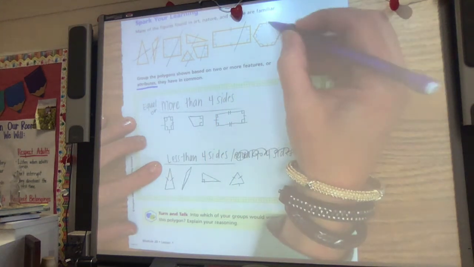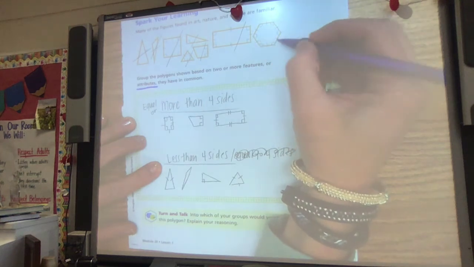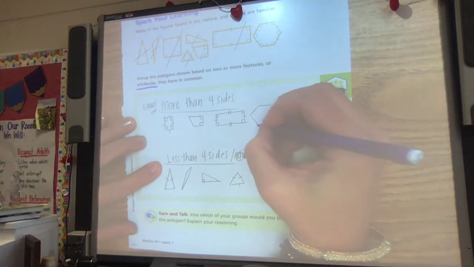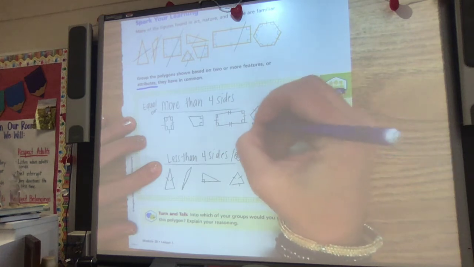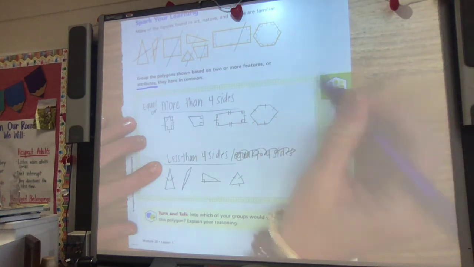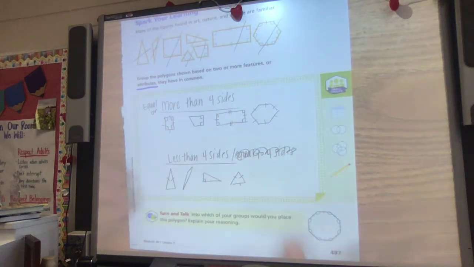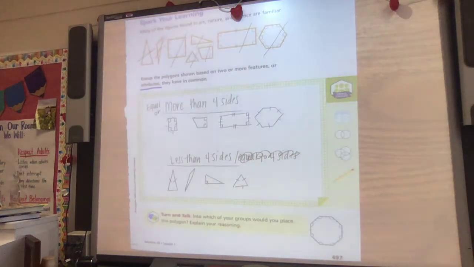And then we have a 1, 2, 3, 4, 5, 6-sided figure, which we call a hexagon. And this hexagon has 6 equal sides. So we're going to put it here with our more than. That is just one example of how you could have classified these polygons. All right, let's turn the page.